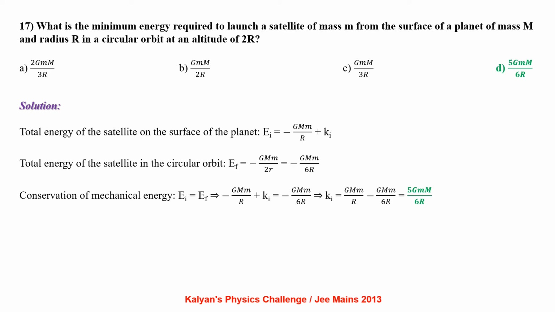Total energy of the satellite in the circular orbit, E final equal to minus G capital M small m by 2r, that is minus G capital M small m by 6 times capital R. Applying conservation of mechanical energy, E initial equal to E final, that is minus GMm by R plus K initial equal to minus GMm by 6R. Upon simplification, we get initial kinetic energy as 5 times GMm by 6R.